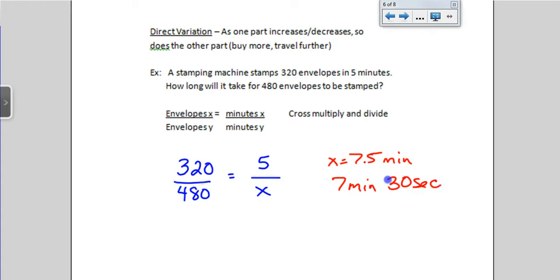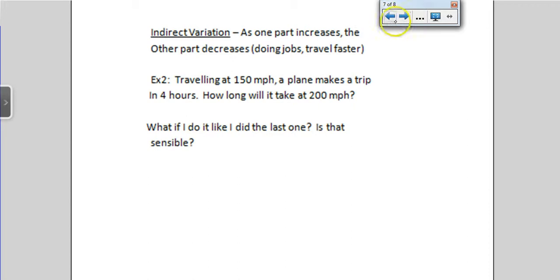because they don't like to have fractions of time events, but you never know, so we've got to be able to do both. Many of you may have set this up a little differently. You may have set it up as 320 divided by 5 equals 480 over x. The good news about proportions is that would have worked too. There's several different setups that are going to work fine.